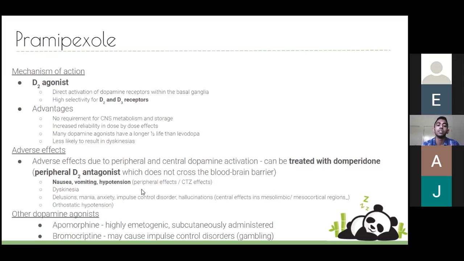The main issue with it is it's going to activate our dopamine receptors in the peripheries and cause nausea, vomiting, and hypotension, which are pretty big. So we can treat it with domperidone, which is a peripheral D2 antagonist, to counteract that D2 agonist in general. Other dopamine agonists that we need to know about are apomorphine and bromocriptine. Apomorphine, highly emetogenic. Bromocriptine is going to cause things like gambling and impulse control disorders. So people have problems with that kind of stuff.